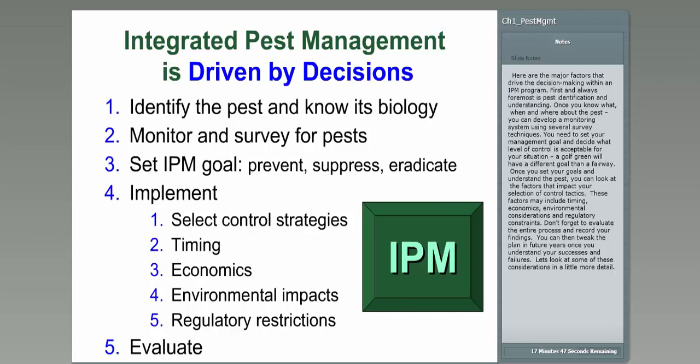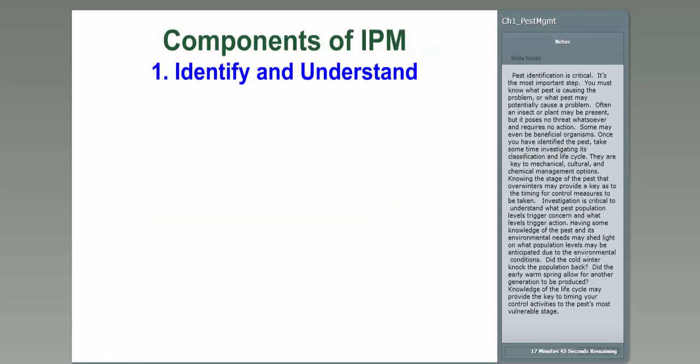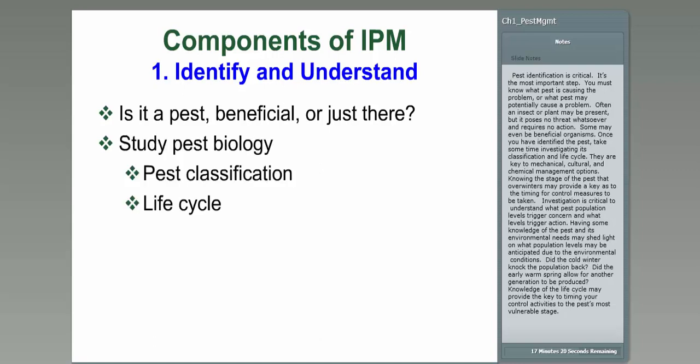Pest identification is critical. It's the most important step. You must know what pest is causing the problem or what pest may potentially cause a problem. Often, an insect or plant may be present, but it poses no threat whatsoever and requires no action. Some may even be beneficial organisms. Once you have identified the pest, take some time investigating its classification and life cycle. They are key to mechanical, cultural, and chemical management options.